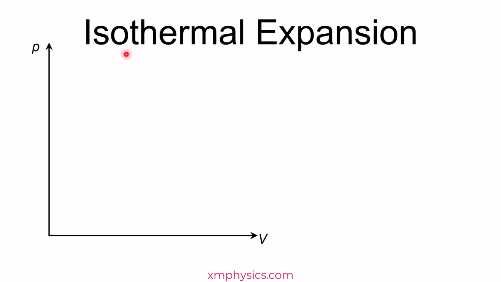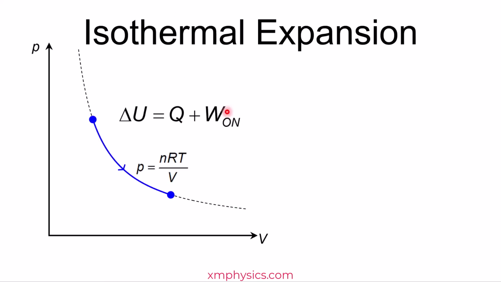Okay, what's next? Isothermal expansion. Isothermal means constant temperature. So an isothermal expansion will always occur along an isotherm. It will always have this y equals 1 over x shape, because if temperature is constant, then nRT is constant. So P is just inversely proportional to V. That's why we end up with this y equals 1 over x kind of graph.